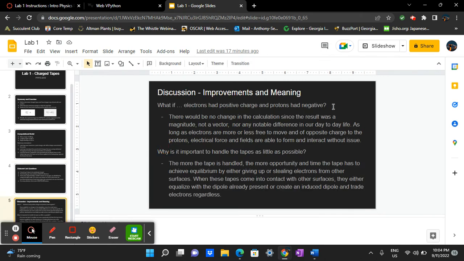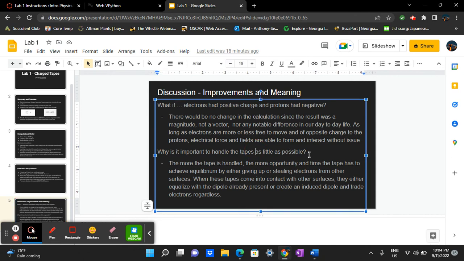As for what if electrons had positive charge and protons had negative, there'd be no change in the calculations since the result was a magnitude, not a vector. But if it was a vector, then the electric field would have a different direction. And just because as long as electrons are more or less free to move and of opposite charge, the protons, electrical force, and fields are able to form and interact without issue.